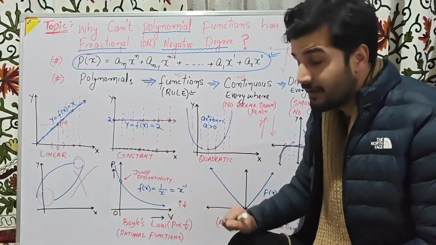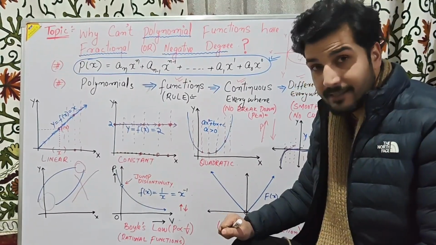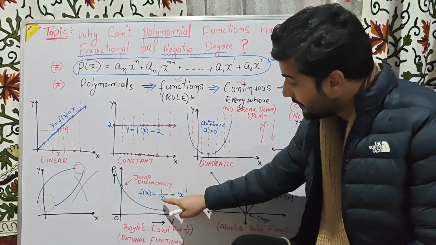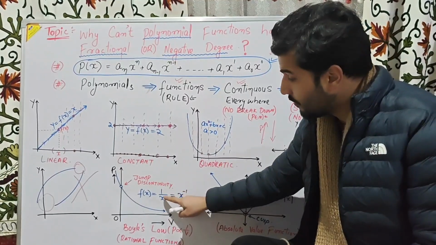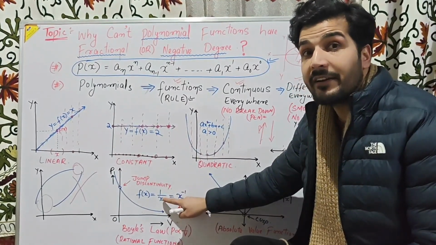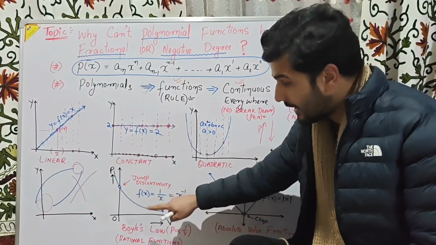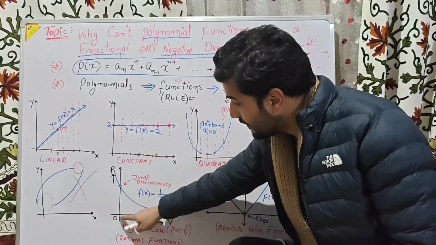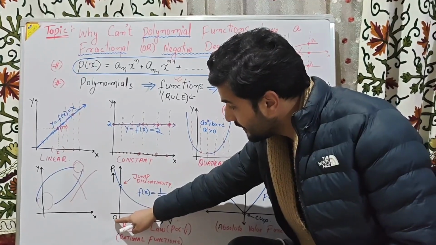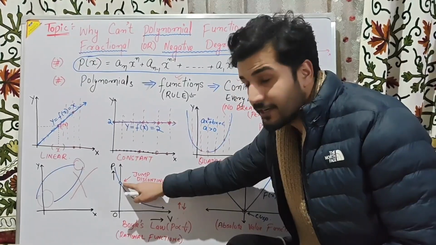Why can we not call it a polynomial function? Because whenever we replace x by 0, we get 1 divided by 0. So what is 1 divided by 0? It is undefined. So what does that mean graphically? Graphically, at 0, we get discontinuity.